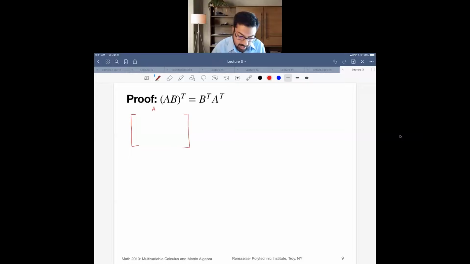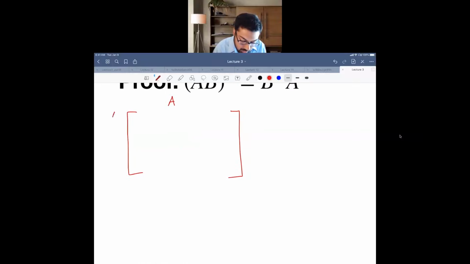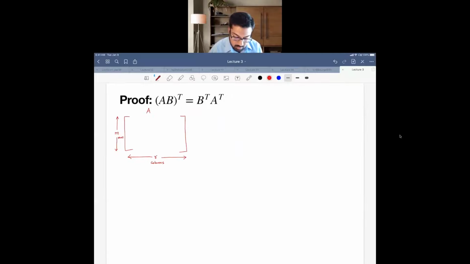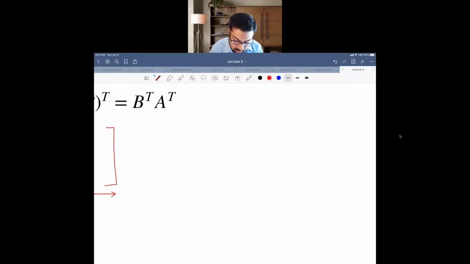This is A, and it is M rows and R columns. And for B, I will choose something different here. This is for B, and I'm choosing R by N.